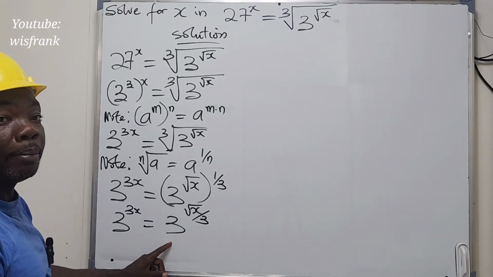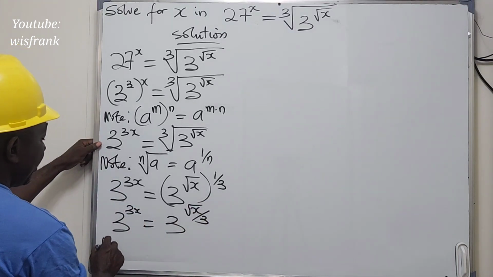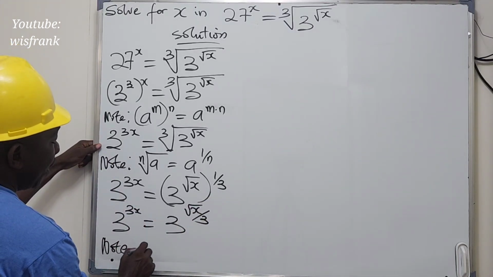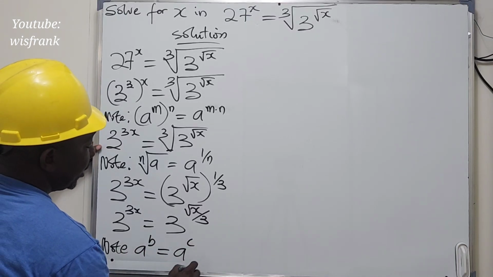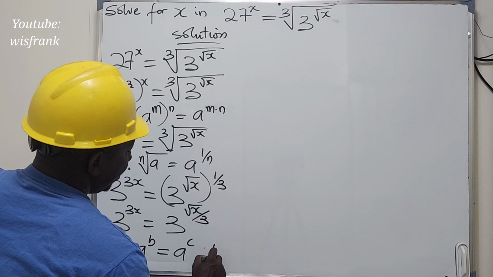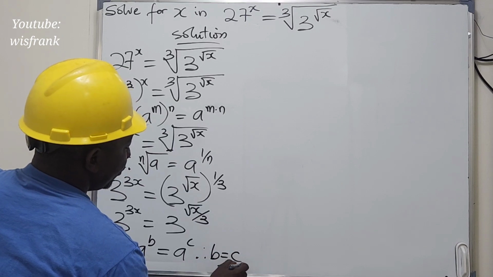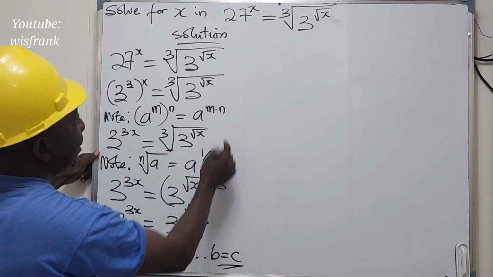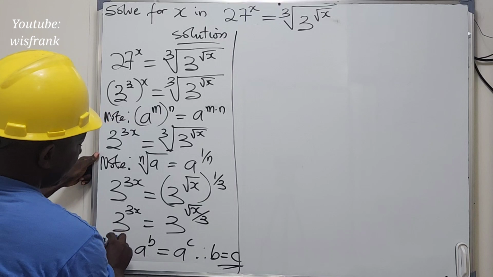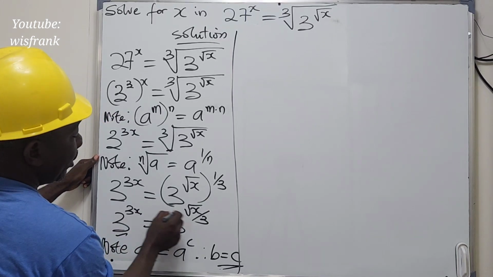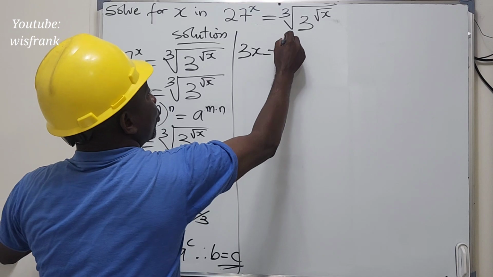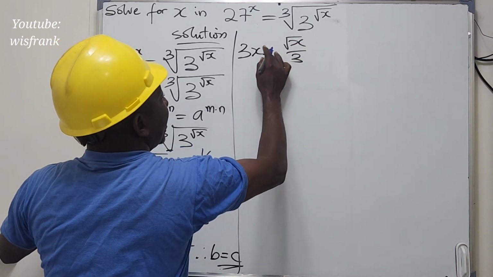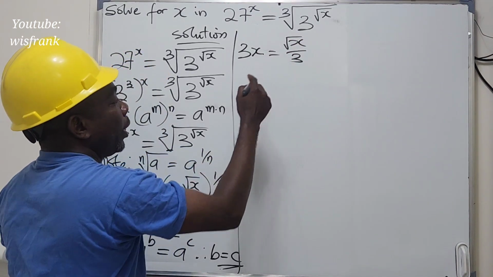So here we have the same base. We recall from indices that when we have a to the power of b equals a to the power of c, it means that b equals c. So evaluating this, since it has the same base, we'll take the power. So the power will be 3x equals square root of x over 3. So this is what we have now.